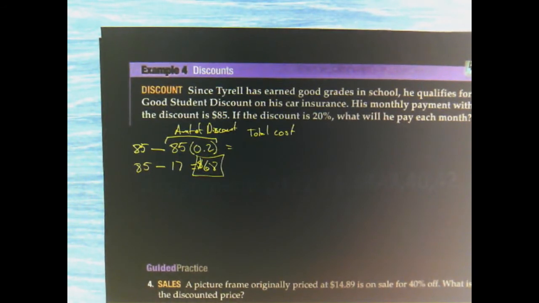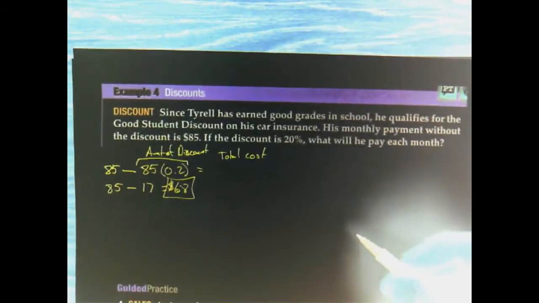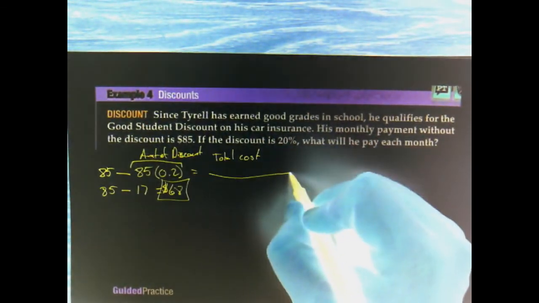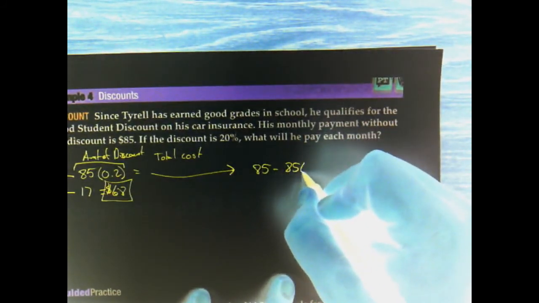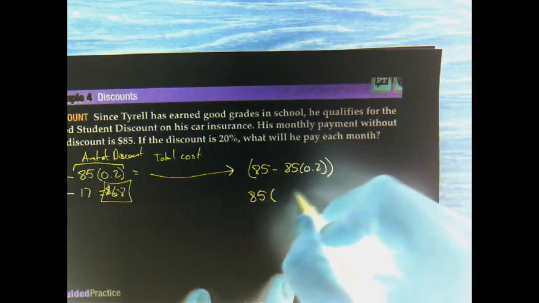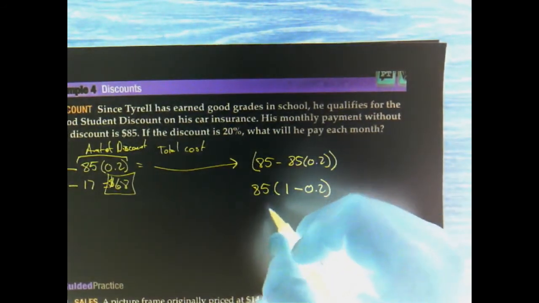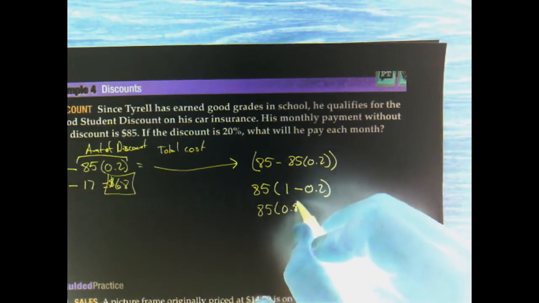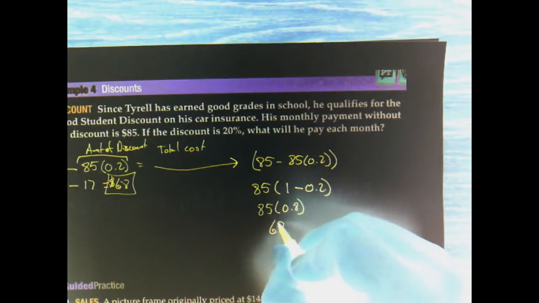Now, again, there is a shortcut to doing this, and it follows the same model as before. Just like before, when we could factor out and add our numbers together, here we can factor out and subtract our numbers together. So I'm going to bring this over here. Rewrite it as 85 minus 85 times 0.2. If I factor out an 85, put it out front, what I have left is 1 minus 0.2. Well, what's 1 minus 0.2? 0.8. Okay, well, 85 times 0.8 is $68.